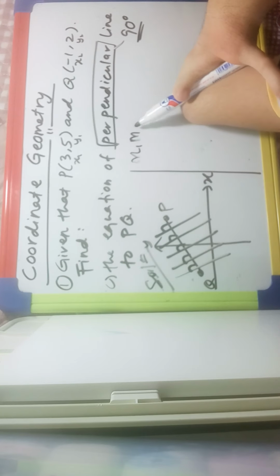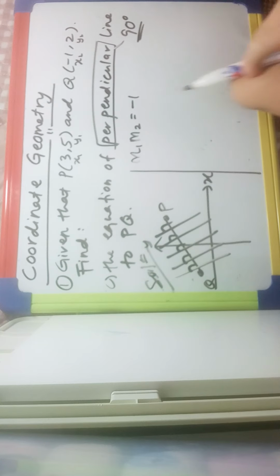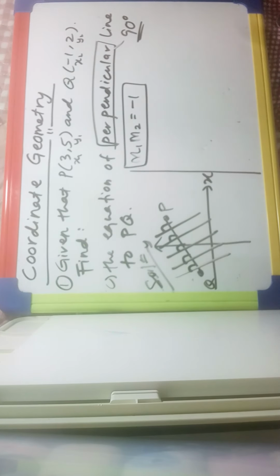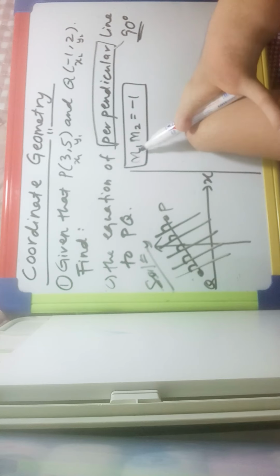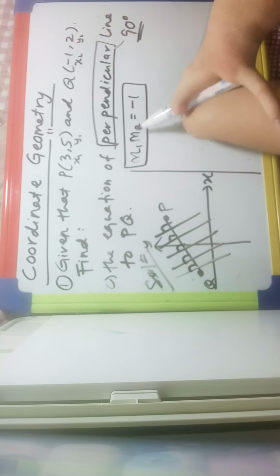So the gradient for any perpendicular line, m1 m2 is equal to negative 1. This is the formula for perpendicular gradient. What does it mean by m1, m2? m1 and m2 refer to the gradients of two lines.